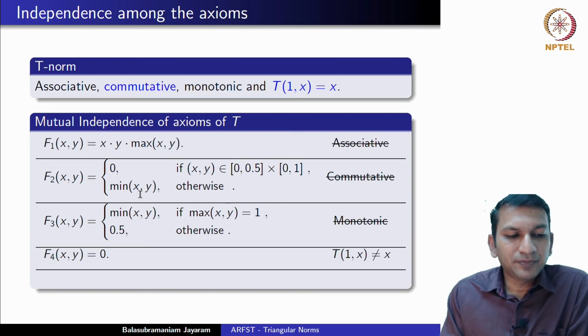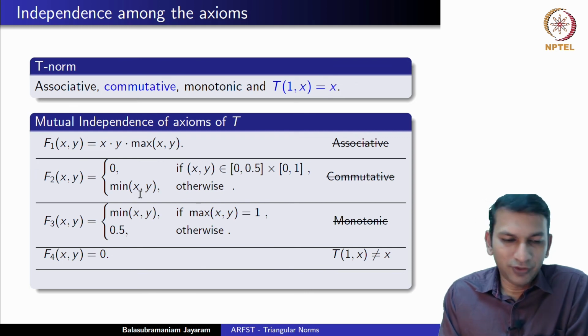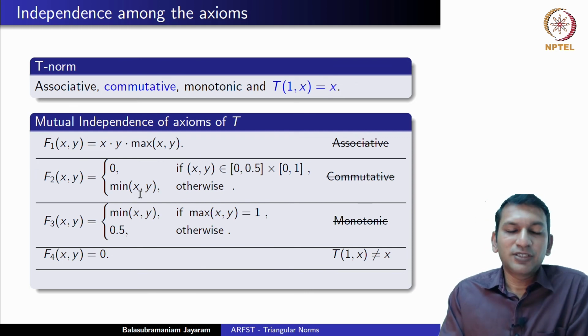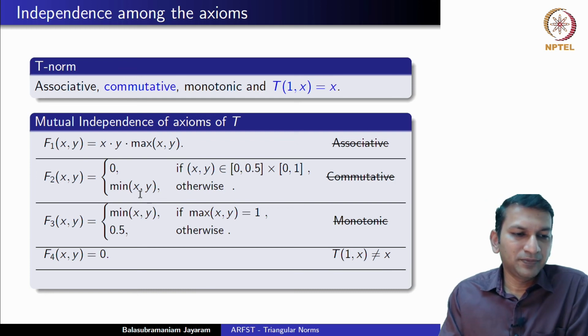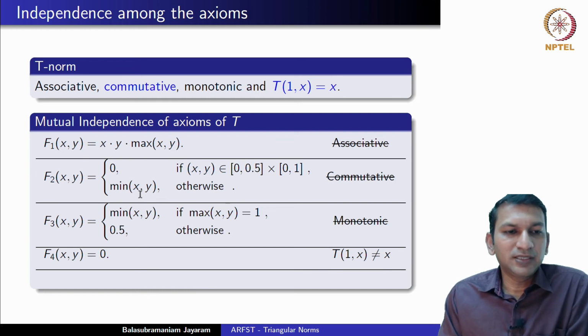Finally, if you look at this function, which is just a zero function everywhere, a constant zero function, vacuously it is associative, commutative, and monotonic, but obviously one does not play the role of an identity. Thus, all these four properties are in fact independent of each other. They are mutually independent.